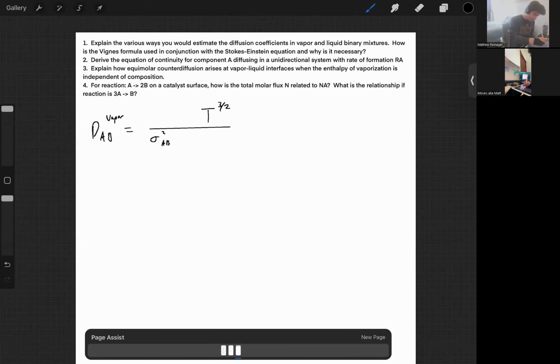Then we have a collision integral in this case, which usually is just a value given by a textbook. You'll see something like T star, which compares the thermal energy and the energy of intermolecular forces between A and B. Usually in a textbook for a given mixture, you can find that value of the molecular collision, and then density, which is pretty obvious. The more dense the material is, the less diffusion you have in your system.